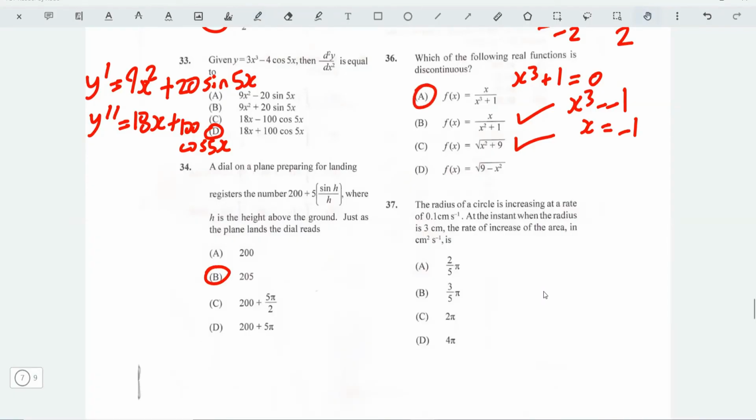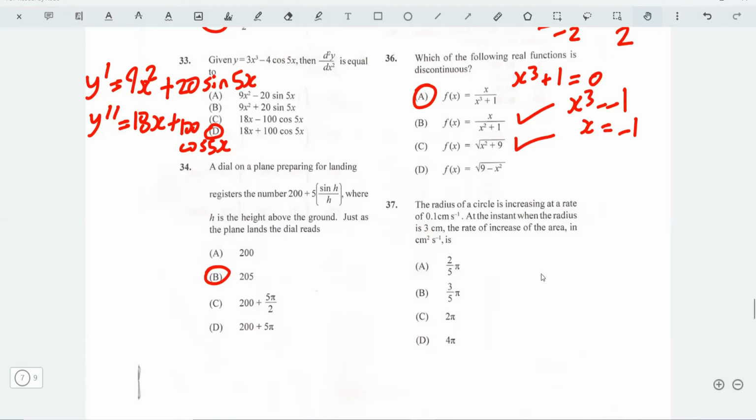This one is actually just a circle. 9 minus x squared is square rooted. This is actually just a circle. So this one is discontinuous when x equals -1. So that's option A. This was a nice one. They changed it up a little bit.